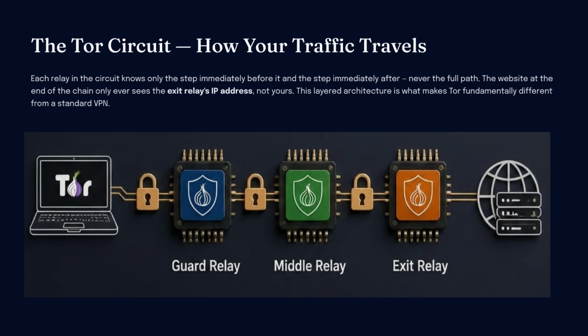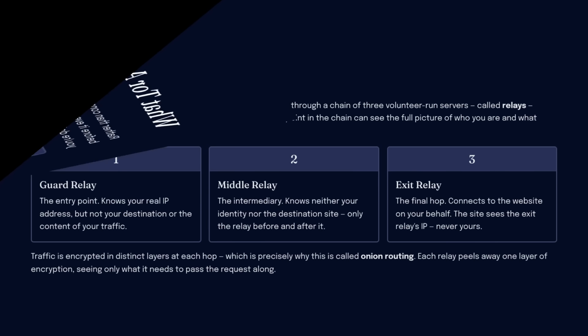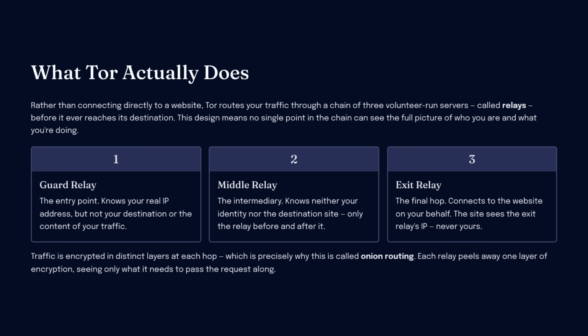And also, the traffic is encrypted in layers as it travels. Now that's where the name comes from. It's called onion routing. Each layer gets peeled away as you pass through it. So the website ends up seeing the IP address of the exit relay, not yours. So that exit relay might be in Germany, the Netherlands, France, wherever that particular volunteer server happens to be.